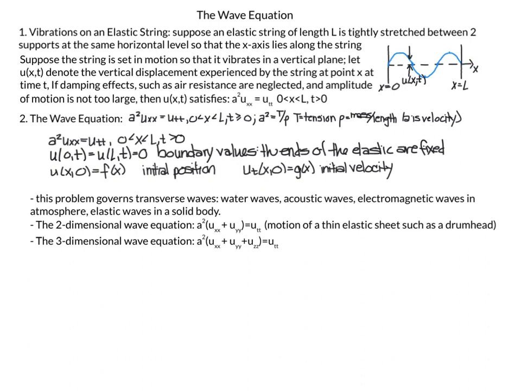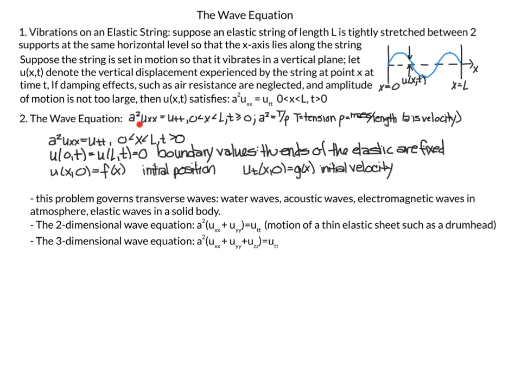If damping effects such as air resistance are neglected and amplitude of the motion is not too large, then u of x,t satisfies the second order differential equation: a squared times the second partial derivative of u with respect to x is equal to the second partial derivative of u with respect to t.